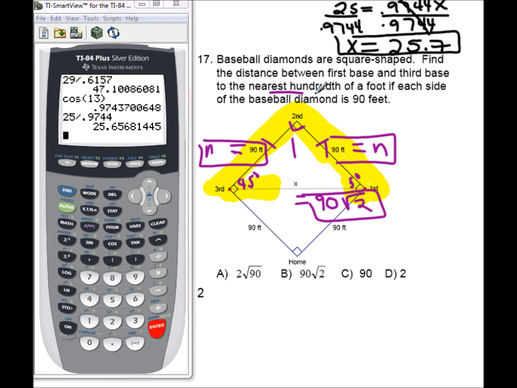Now it asks for the nearest hundredth of a foot, but if you look at the answer choices, they gave us 90 times the square root of 2. So there's no decimals.